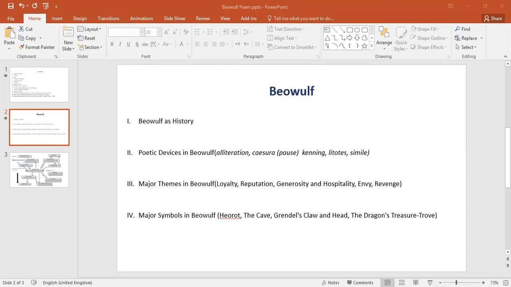The second kenning is word hoard, which means vocabulary. The third one is bone box, which means a person's body. So these are examples of kennings. And let me explain this term further. Let me give you some more examples of kennings.